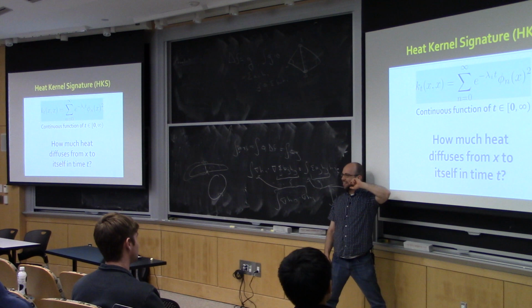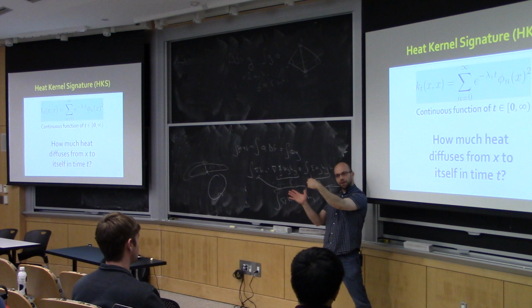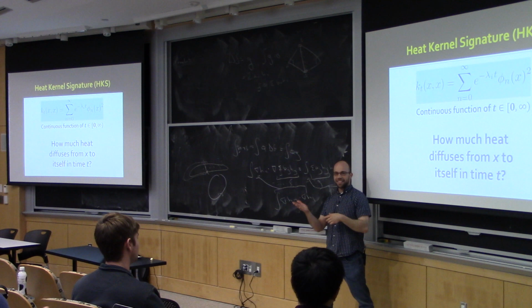So what that is: I put a little pinprick, a delta function of heat, at some point on a surface, and then I just let it evolve over time. I just let it diffuse out. And I put a temperature probe right where I put the heat, and nowhere else. I actually don't know anything about the heat anywhere else on the surface. And I just sit there and I measure the temperature as it evolves over time.